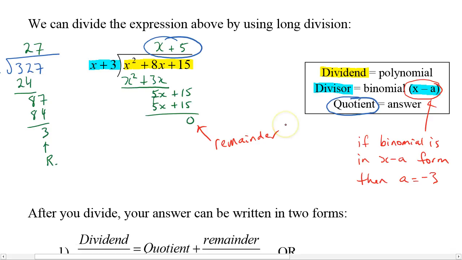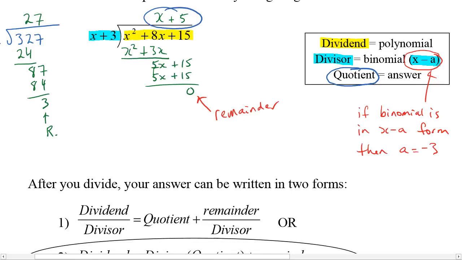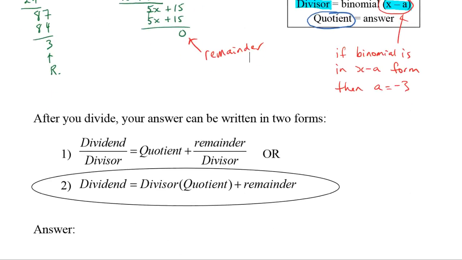Okay, so the quotient is the answer. That's the x plus 5 in this case. The divisor is, in English sometimes we say, the 'goes into.' X plus 3 goes into x squared plus 8x plus 15, which is our large polynomial that we started with. So when we're done, we can put this into two terms.